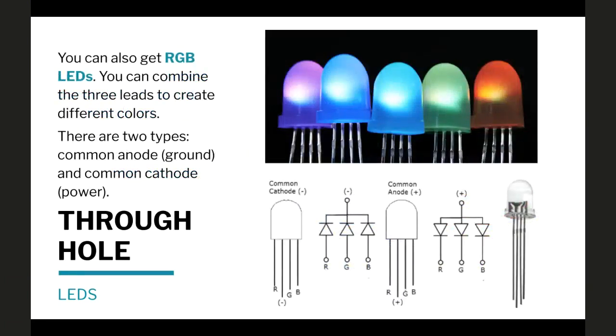RGB LEDs, as I mentioned, you can combine the leads to get three different colors. You want to be aware of whether you are getting a common cathode, or common ground, LED or a common anode, or common power, LED. As you can see, there are three different legs, one for red, one for green, one for blue, which basically function as separate LEDs, right? If you were to hook this LED up to an Arduino, for example, you would need to have red, green, and blue all on separate pins. And then in the case of a common cathode, connect that pin to ground, or if it's a common anode, you would want to connect that other pin to power.